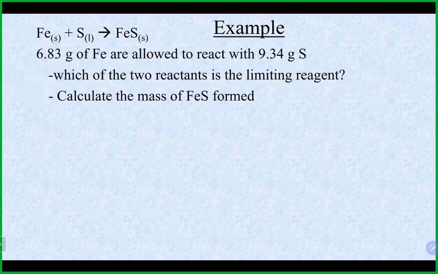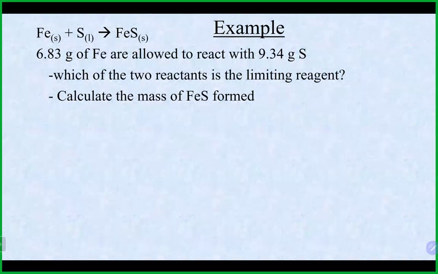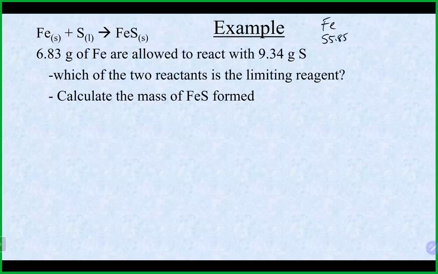We have 6.8 grams of iron allowed to react with 9.34 grams of sulfur. Which of the two is the limiting reagent, and how much iron(II) sulfide would you produce? Iron is 55.85, I believe, and sulfur is 32.07. So why don't you take a few moments and work that out. Again, follow the 4 steps.